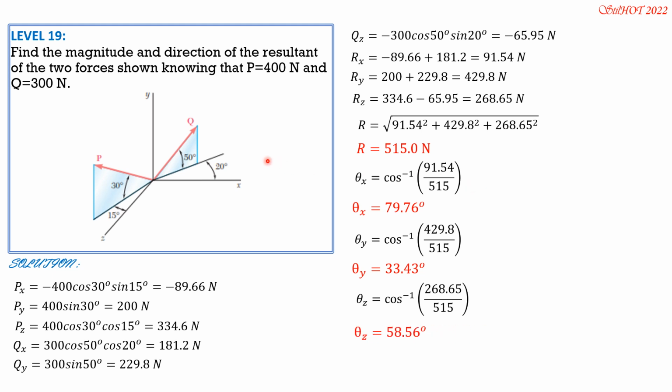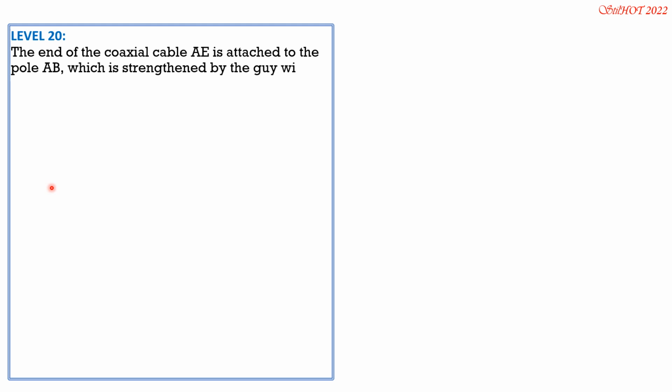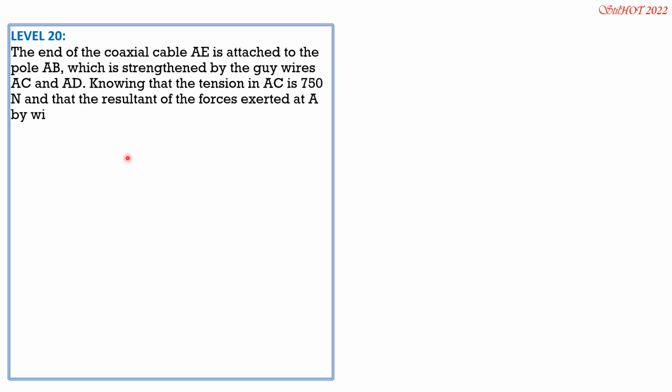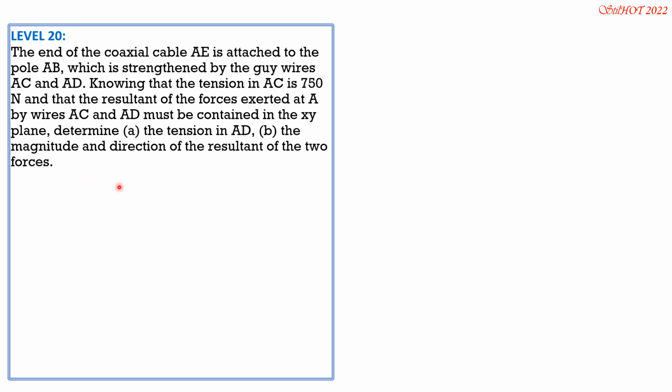So theta z is 58.56 degrees. Level 20, this is the last example. The end of the coaxial cable AE is attached to the pole AB, which is strengthened by the guy wires AC and AD. Knowing that the tension in AC is 750 newtons and that the resultant of the forces exerted at A by wires AC and AD must be contained in the XY plane, determine the tension in AD, the magnitude and direction of the resultant of the two forces.